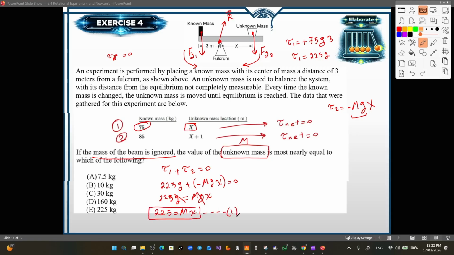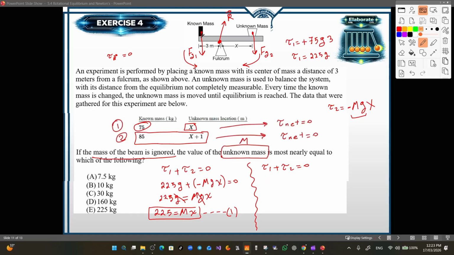This equation is a linear equation with two unknowns, where m and x are the unknowns. In order to solve this equation, we need to construct another equation. By solving this system of equations simultaneously, we can get the values of m and x. Now, the second equation can be constructed from the second trial. In the second trial, the equilibrium condition also holds, so tau1 plus tau2 equals 0 again. This time, only the mass has been changed. We maintain the same distance from the fulcrum.